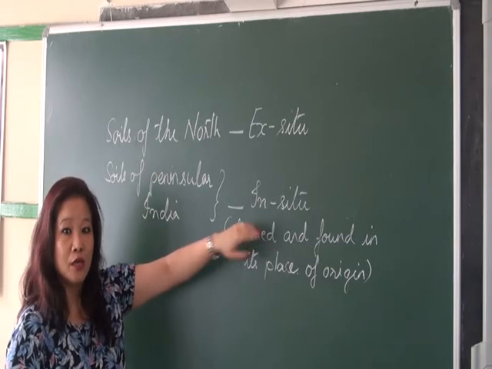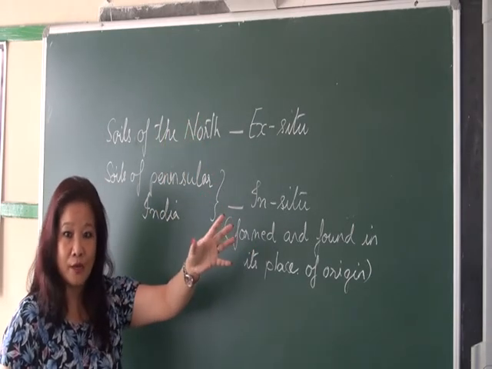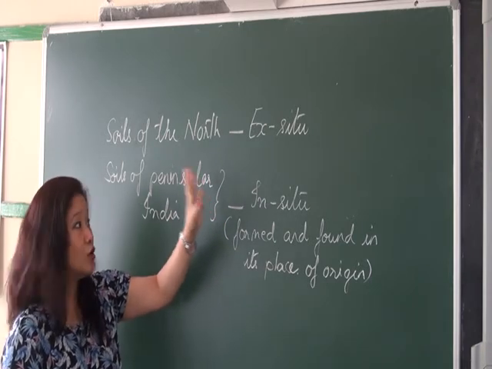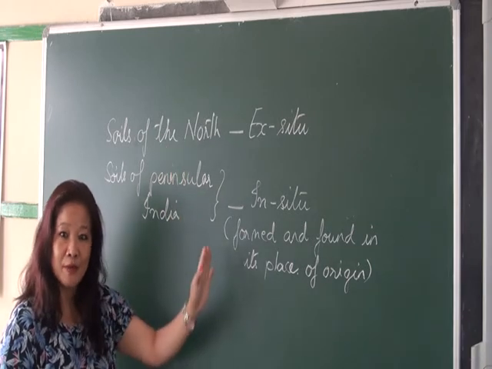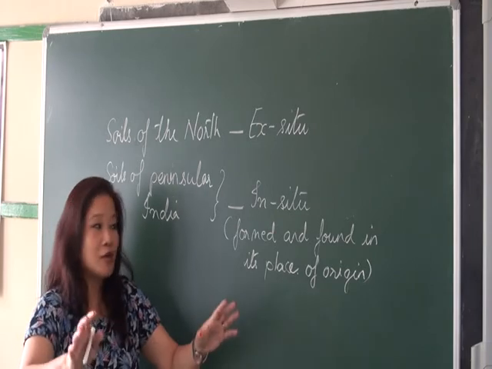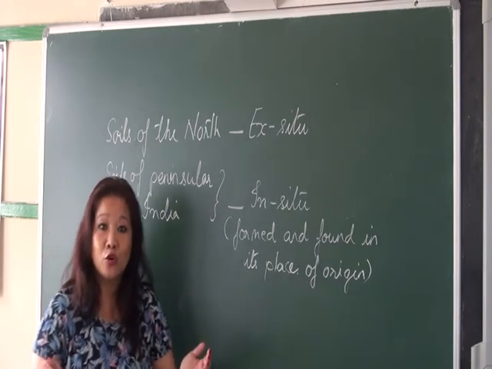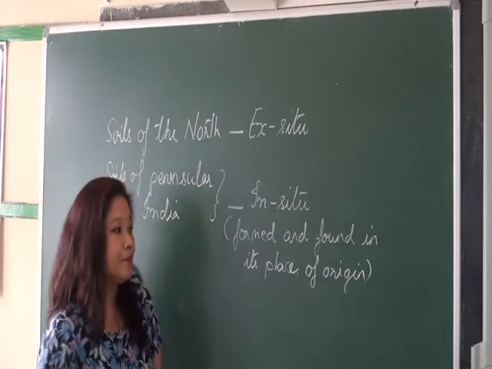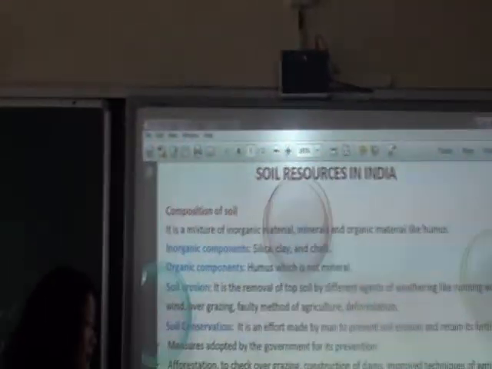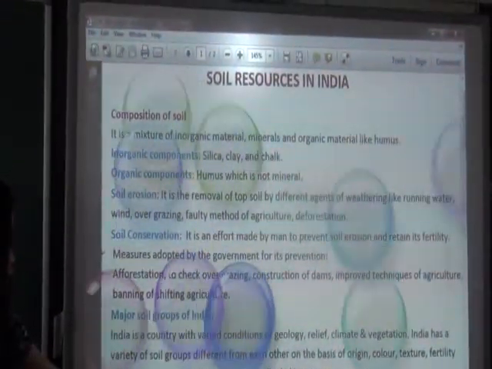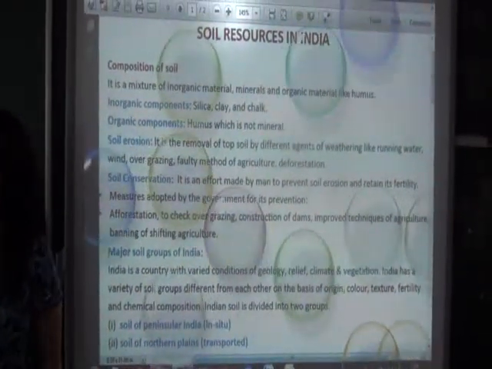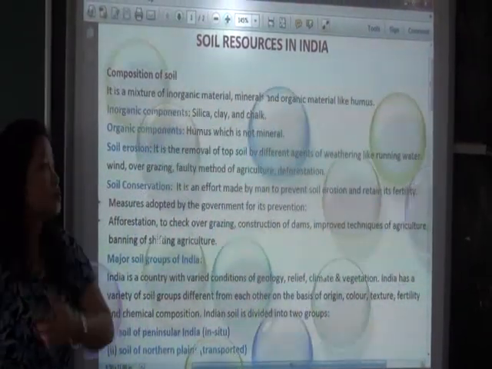This is in situ. Whereas northern plains, the alluvial soil, which is brought down by the rivers, is ex situ. Ex situ soil, which is transported soil, brought down by the mighty rivers, the perennial rivers of the north, as it spreads out in the entire northern plains, which is also known as the food bowl of India, right? So, as such, if you see major soil groups of India, it is soils of peninsular India in situ and soils of the northern plains, which is mentioned as transported, but it can also be written as ex situ soil.